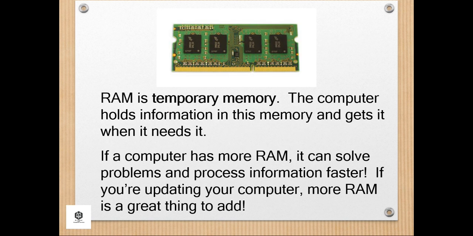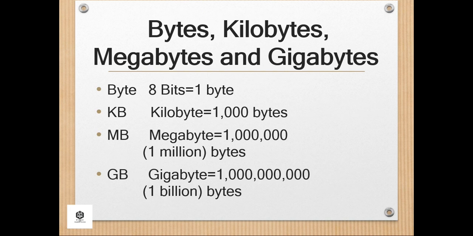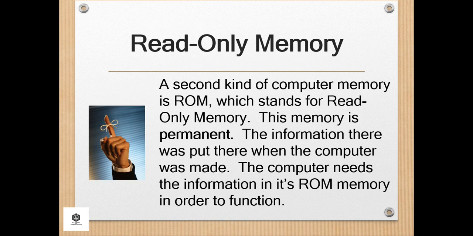RAM is measured in megabytes (MB) or gigabytes (GB). The more RAM you have, the more things your computer can do at the same time. If you don't have enough RAM, you may notice that your computer is sluggish when you have several programs open. Because of this, many people add extra RAM to their computers to improve performance.